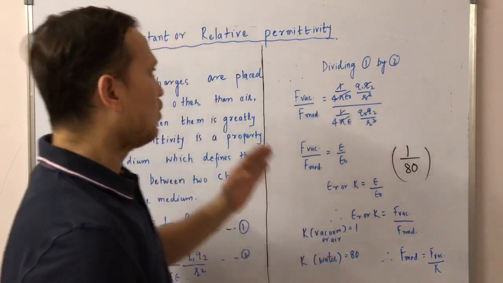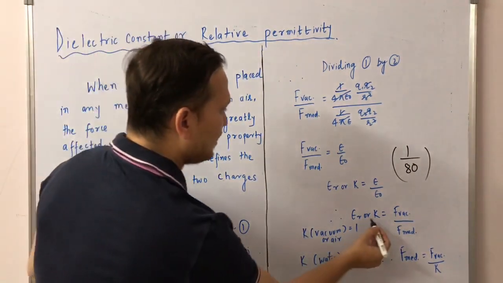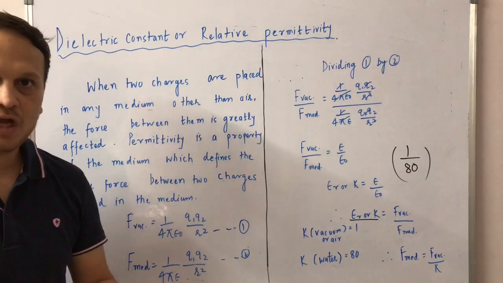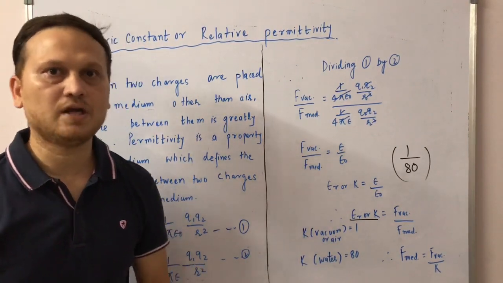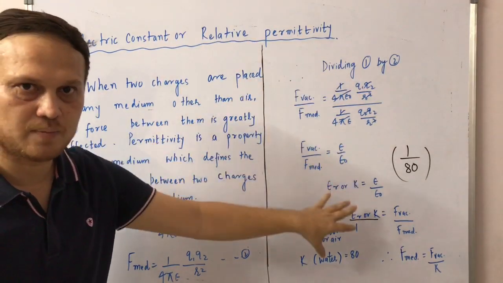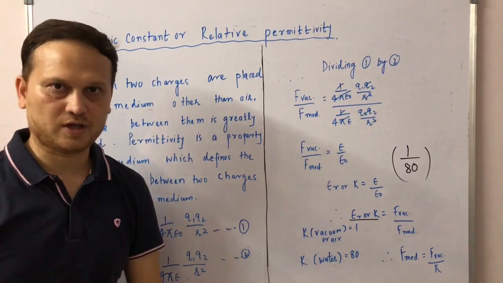So this is what is important: the dielectric constant or relative permittivity. It is defined by K, either K or epsilon R. It tells how much the force decreases or increases when you change the medium. That is why this ratio is very important from the point of view of finding the force in a medium other than air or vacuum.